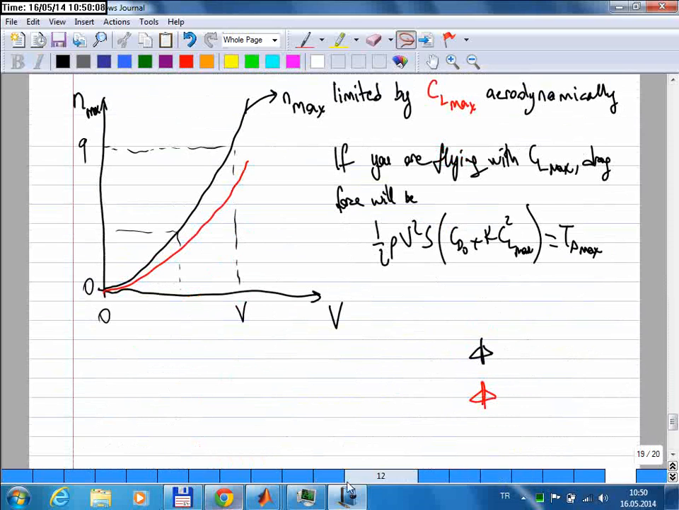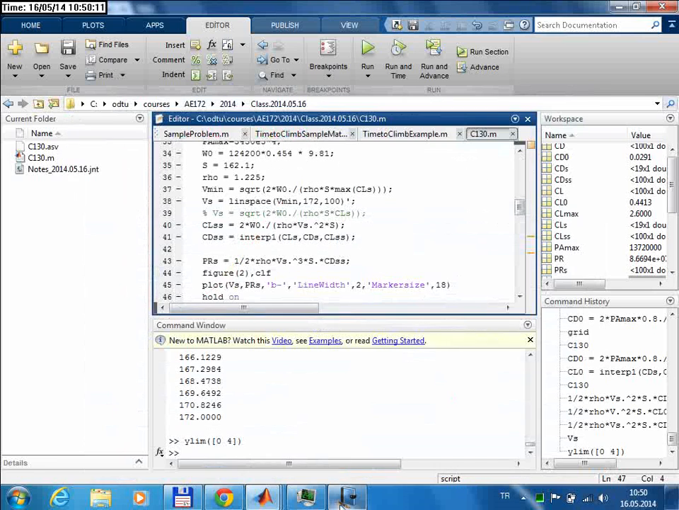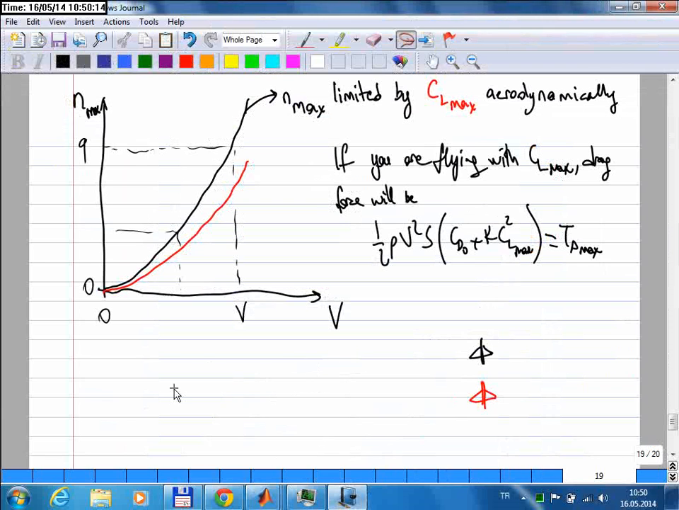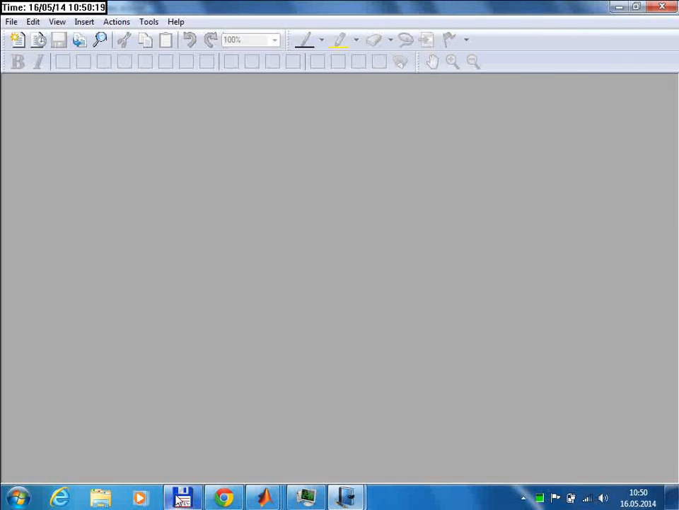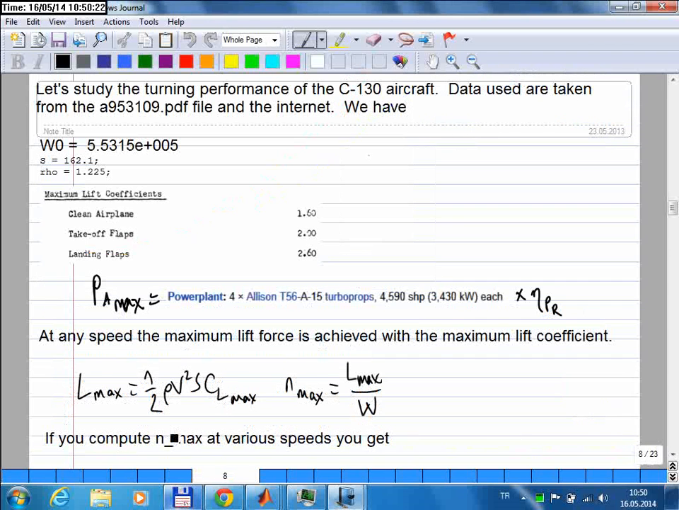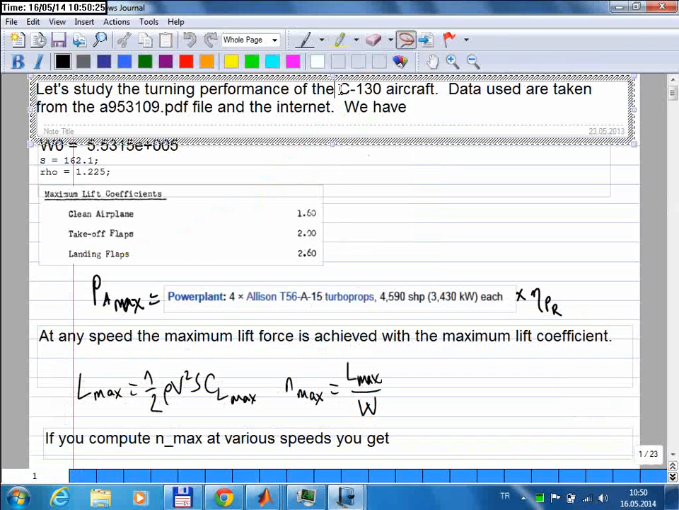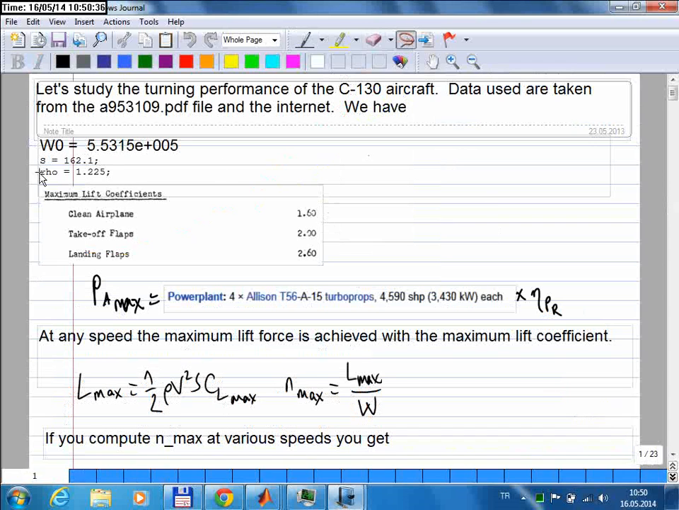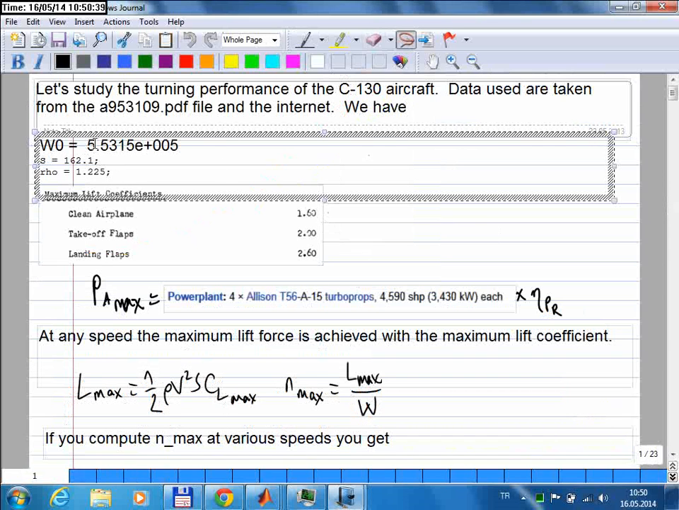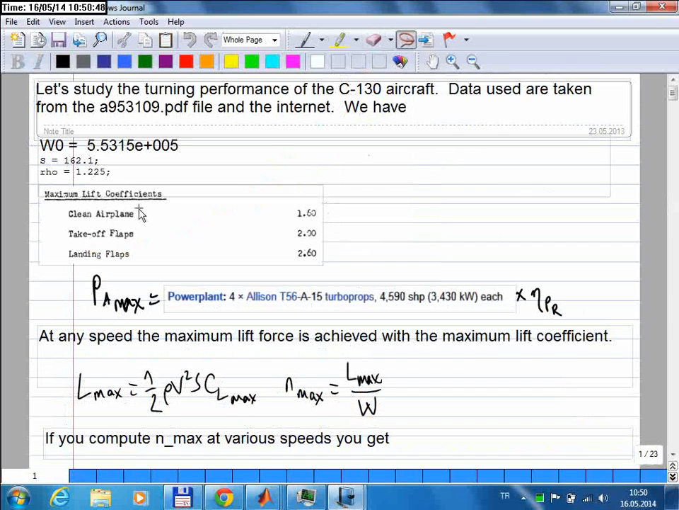Okay, so today let's consider the C-130 aircraft as an example. You know the C-130 aircraft, right? That's a transport aircraft, and it is propelled by 4 propeller engines. So I have the important information regarding that aircraft. W0, the total weight, is given as this much, and the wing surface area, the air density, so this is the sea level air density, and I have this data.